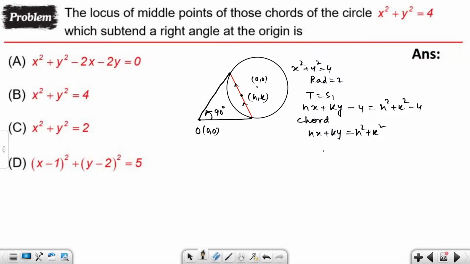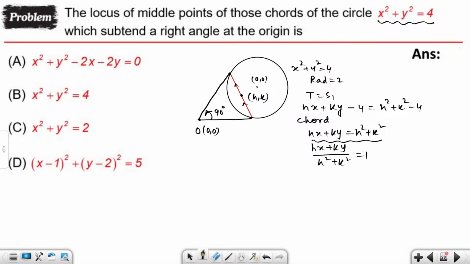Now you have to homogenize the equation of this circle with the help of this line. How to homogenize? It is (hx plus ky) divided by (h square plus k square) equals 1. Why this homogenization?